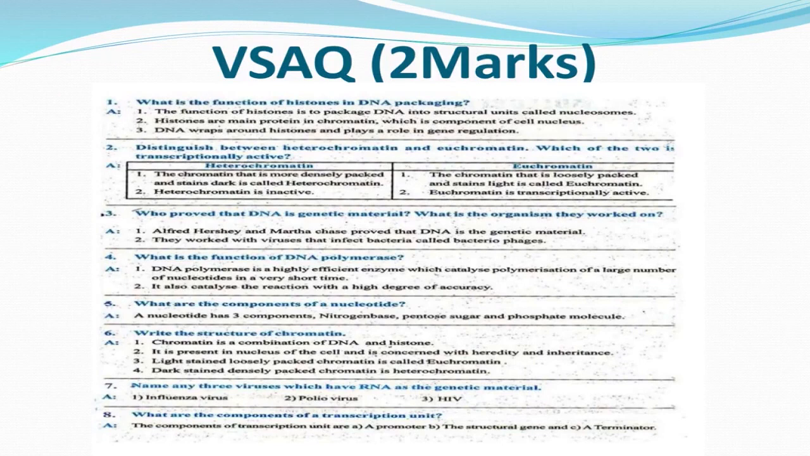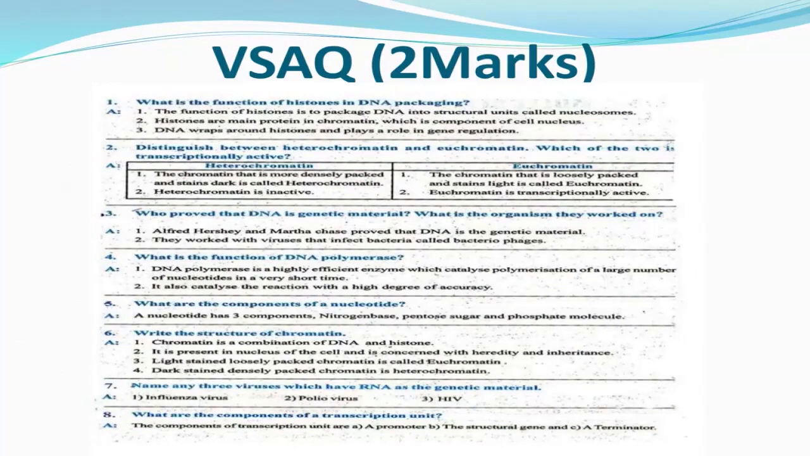Then which organism did they work with? They worked with the viruses that infect bacteria, called bacteriophages. So, who proved that DNA is genetic material? Alfred Hershey and Martha Chase. They proved that DNA is the genetic material, and they worked with bacteriophages, the viruses that infect bacteria.